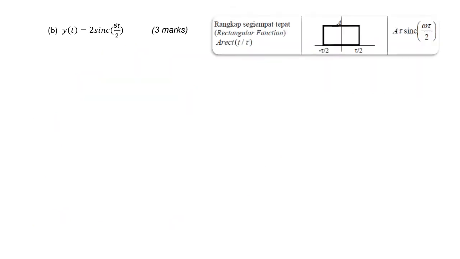Okay, now look at the second example, question 1b. So given is the sinc function in t. So from the Fourier transform table, you know that the rectangular function will be in t, but the sinc function will be in omega. Therefore, you need to use the duality concept. Okay, from the previous Fourier transform properties, I have discussed the duality properties.